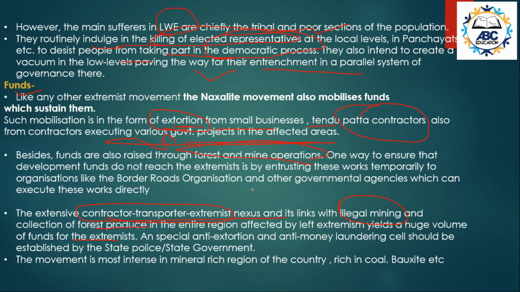अगर आपको उनका fund cut down करना पड़ेगा, because if you cut down the fund and they do not have finance or they do not have money or financing source for their illegal activities, they will not be able to carry out what they are doing. So what the government on its part should do, that instead of appointing private agencies to carry out the infrastructure work and to carry out the forest and mine operations, government should appoint a government agency like BRO or Border Roads Organization to carry out any kind of government infrastructure work in those areas.